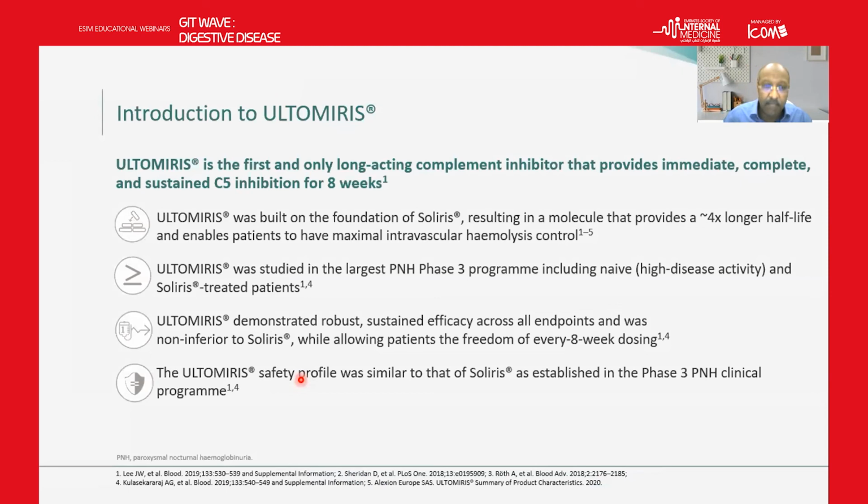Its commercial name is Ultomiris. Ultomiris is actually the first and the only long-acting complement inhibitor. It provides immediate, complete and sustained inhibition and blocking of C5. It is a C5 inhibitor. As I mentioned in the previous slide, it provides inhibition for 8 weeks. It is built on the foundation of Soliris, or eculizumab. Its half-life is 4 times longer.